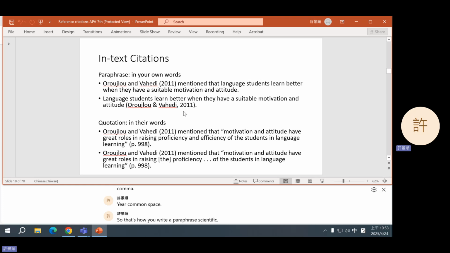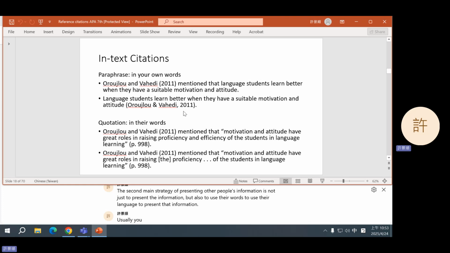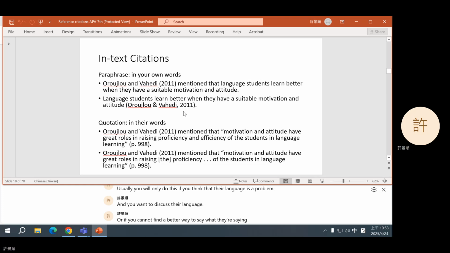The second main strategy of presenting other people's information is not just to present their information, but also to use their words, to use their language to present that information. Usually, you will only do this if you think that their language is a problem and you want to discuss their language, or if you cannot find a better way to say what they're saying. You might as well use their way of saying it.